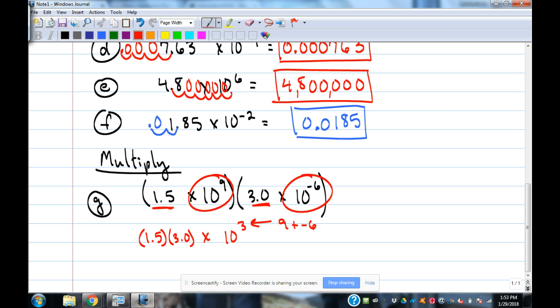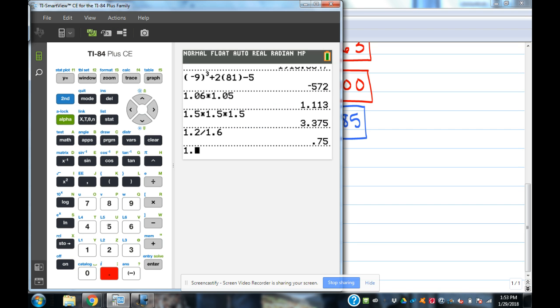Okay. And now I wrote that out there. You know, I would expect you to just go ahead and multiply it, right? So I'm going to multiply 1.5 times 3.